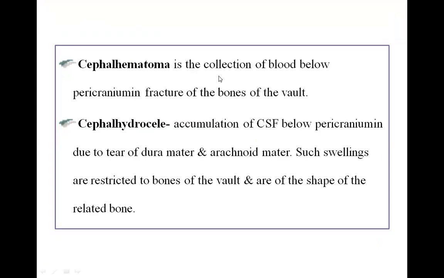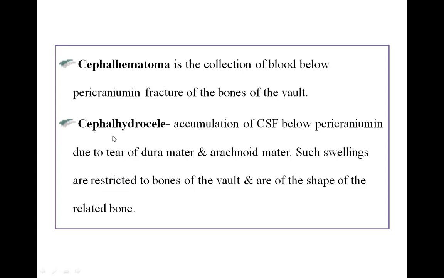Cephalhematoma is the collection of blood below the pericranium due to fracture of the bones of the vault. Cephalhematoma occurs when there is a fracture and the blood will collect in this layer. Cephalhydrocele is the accumulation of CSF below the pericranium due to a tear of the dura mater and arachnoid mater. Such swellings are restricted to the bones of the vault and they will take the shape of the related bone. So these are the 2 important conditions, cephalhematoma and cephalhydrocele.